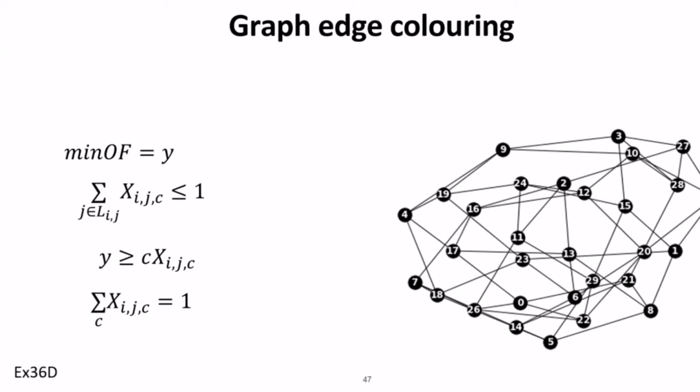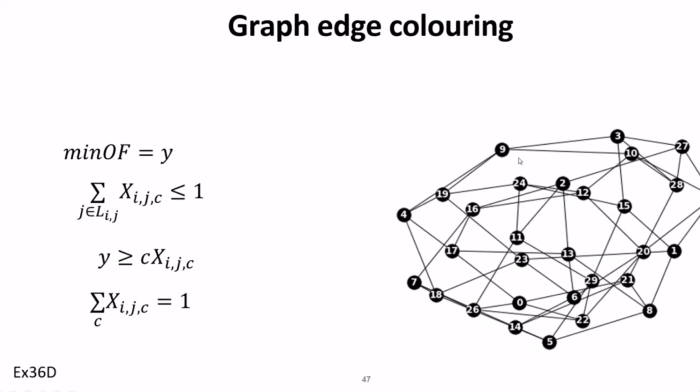This problem is referring to graph edge coloring. Suppose we have a connected graph, and we want to paint the edges in a way that no two edges that have some mutual node have the same color. Look at node 9. There are 4 edges connected to this node. None of these edges should have the same color. So we want to find out the minimum number of required colors to paint this graph.